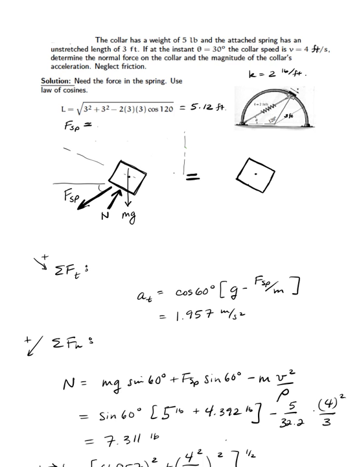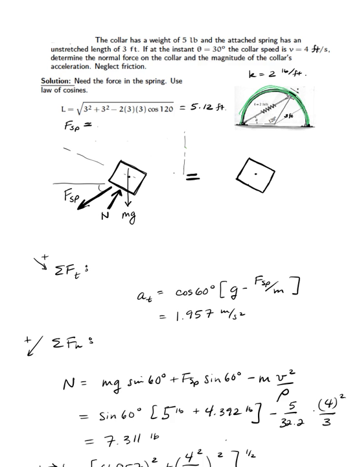So we'll do another kinetics problem here. We've got a collar that's attached to a spring, right, that's on a circular hoop. So again, another nice hint that we might want to use normal and tangential coordinates, right? We've got a circular path, and we'll set up our coordinate system here in just a moment.